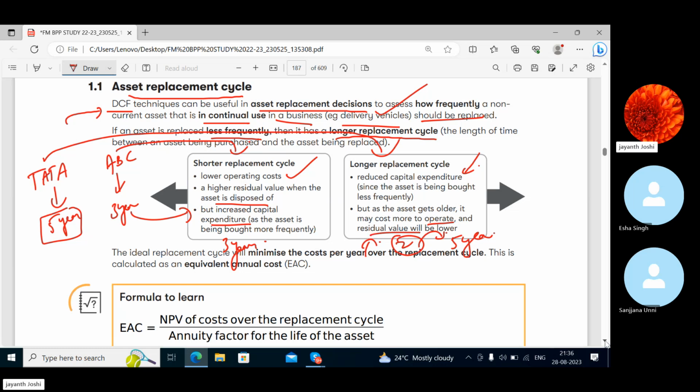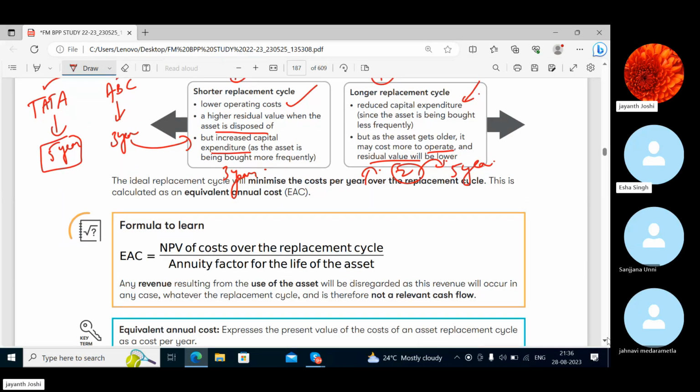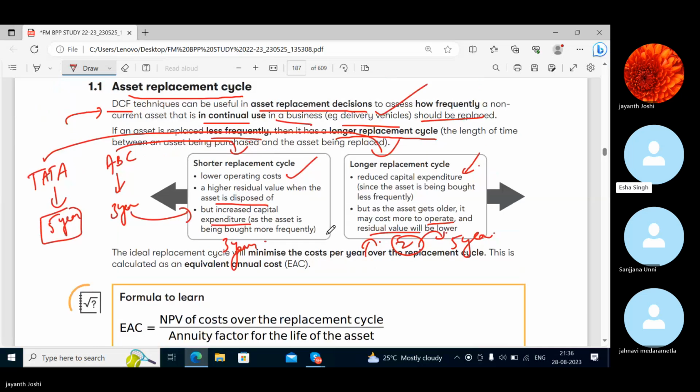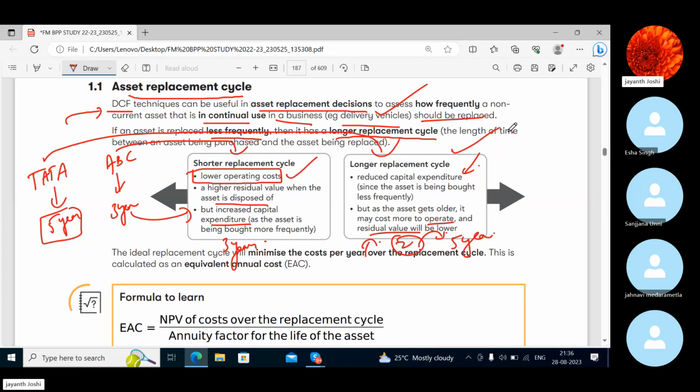Now, one more thing there. Can you explain about lower operating cost? Here you are using the asset for 3 years, so your operating cost is for 3 years, right? Here you are using it for 5 years, so you're going to operate it for more time. So more operating cost.